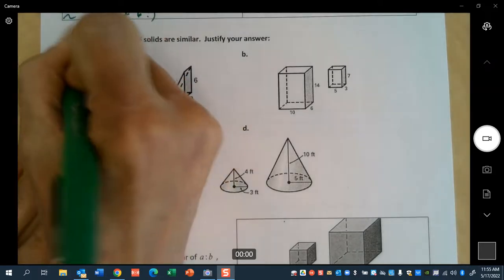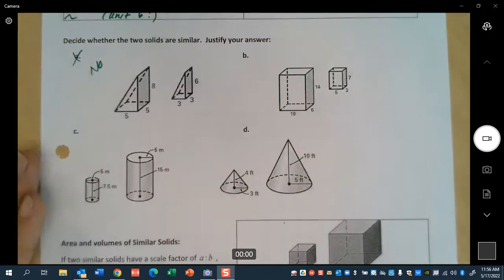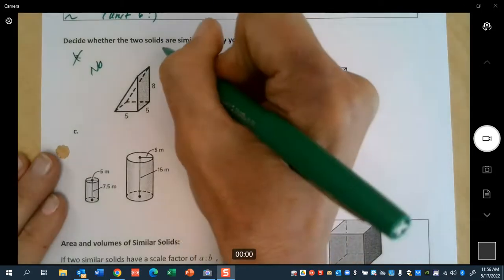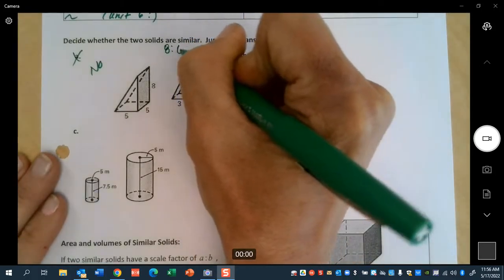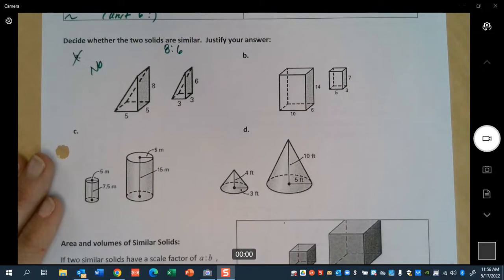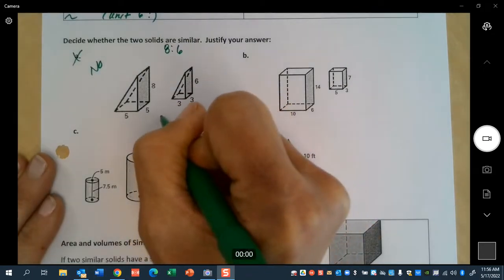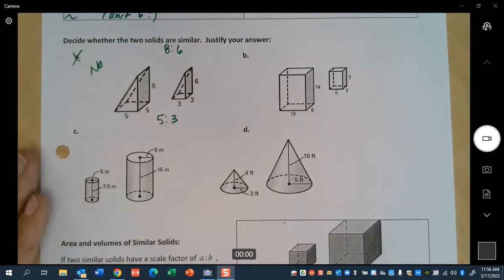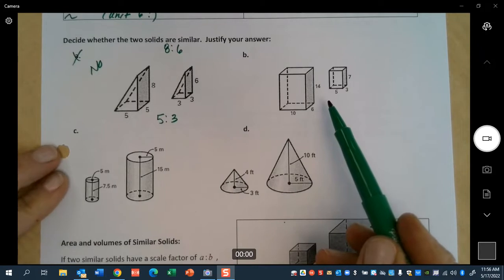You are correct. These are a no, because my heights have a relationship of 8 to 6, and my bases have a relationship of 5 to 3, and they're not the same. So we're going to say no to them. All right, how about these?